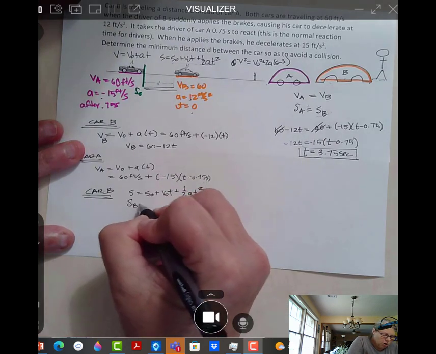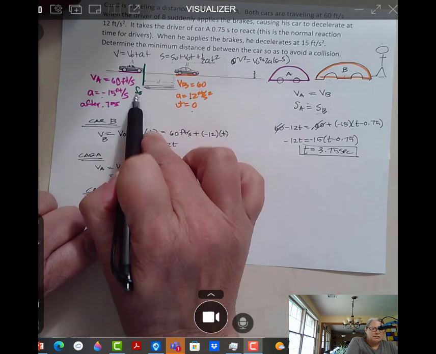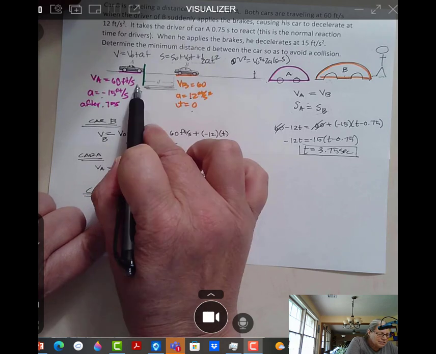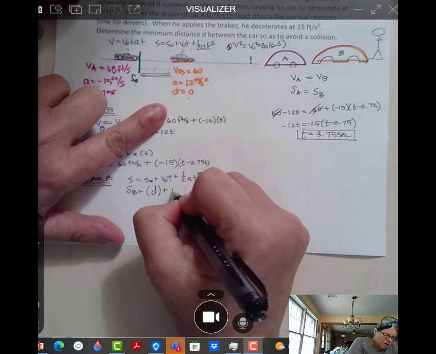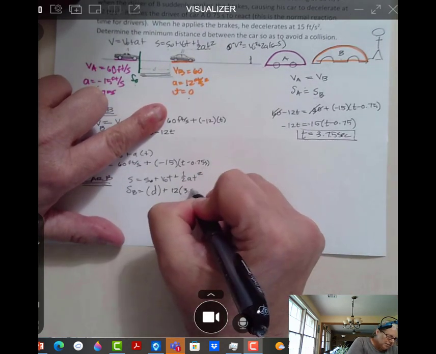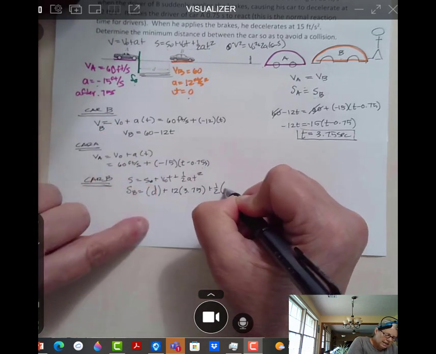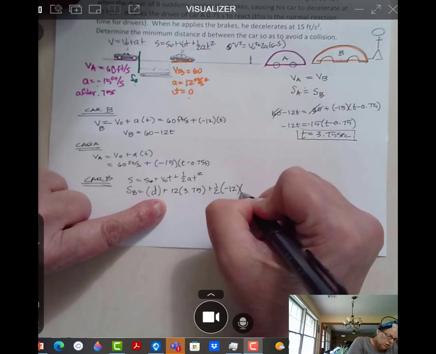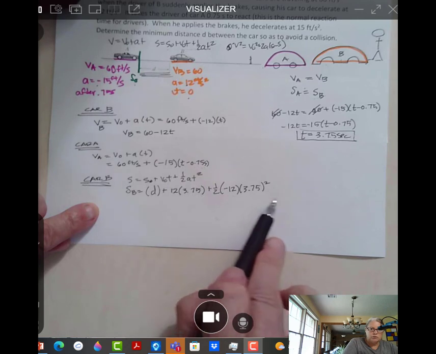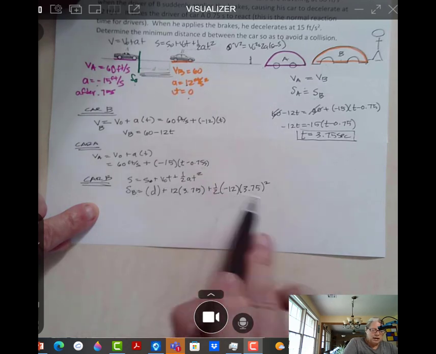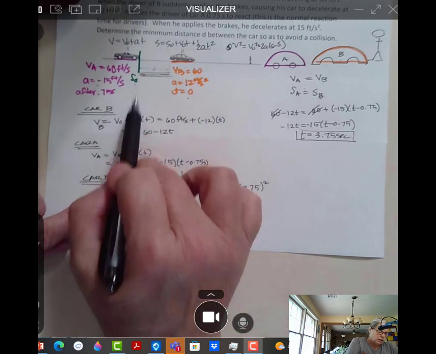So I know that car B, its initial position is not at S0. Its initial position is D ahead. D plus its initial velocity is 12, the time is 3.75, plus 1/2 acceleration of negative 12, 3.75 squared. So here is my equation for the positional change of car B in that 3.75 seconds. And remember, it's starting a distance D ahead of our starting line.